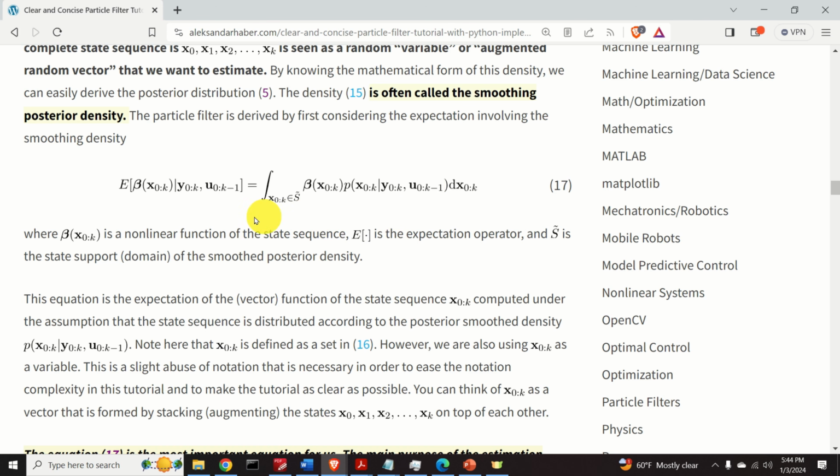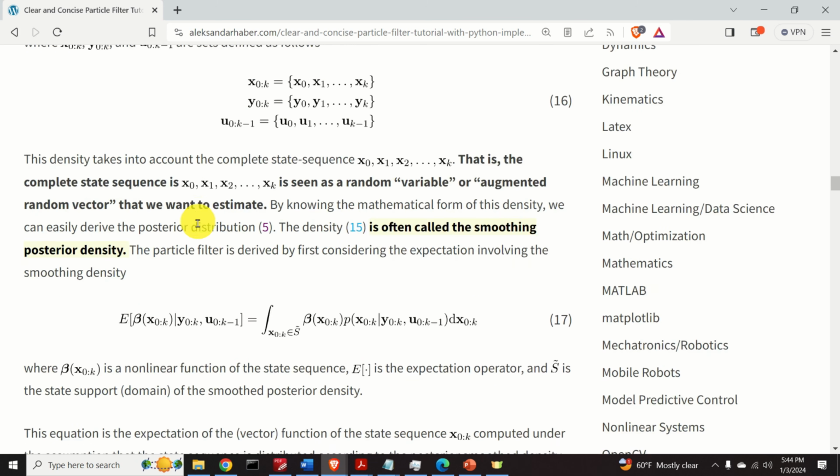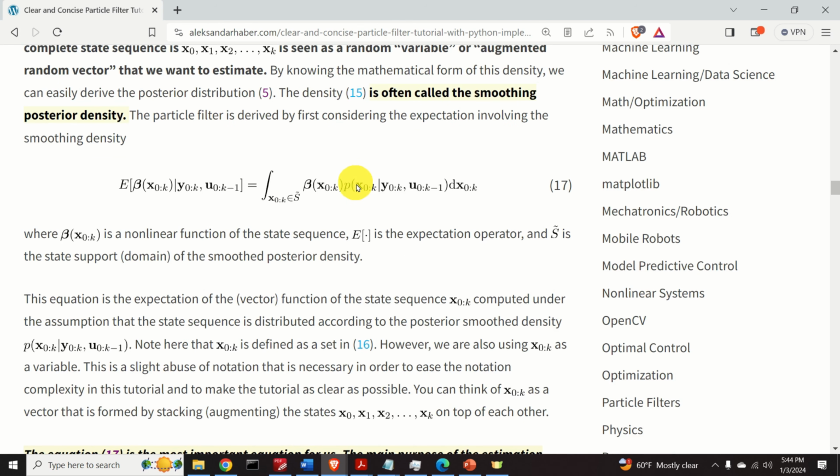Note here that x0 until k is actually defined as a set over here. However, we are also using x0 until k as a variable. This is a slight abuse of notation that is necessary in order to ease the notation complexity in this tutorial and to make the tutorial as clear as possible. You can actually think of x0 until k as a vector that is formed by stacking or augmenting the states x0, x1, x2 until xk on top of each other.